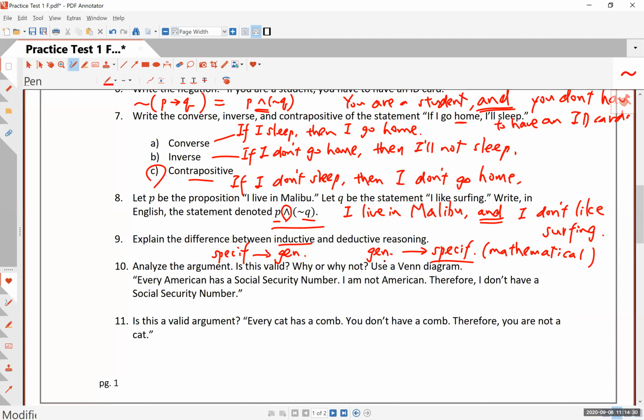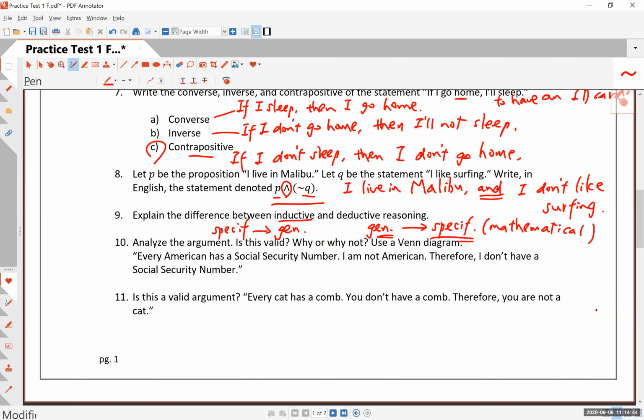And another example, general statement, everyone must stop at a red light, okay? A specific example, I am at the red light and therefore I need to stop. Okay, that would be an example of deductive reasoning.